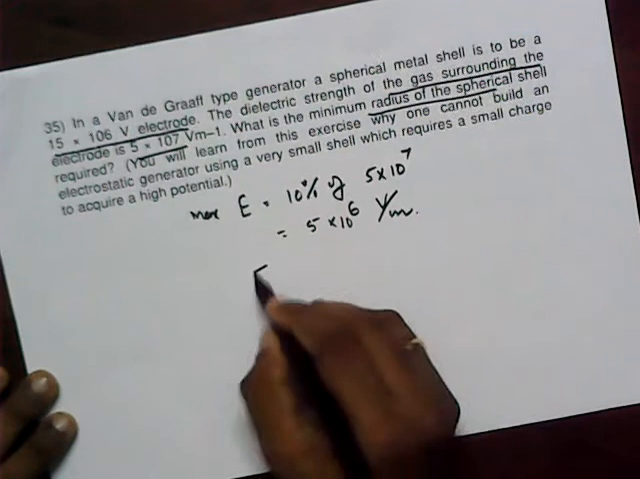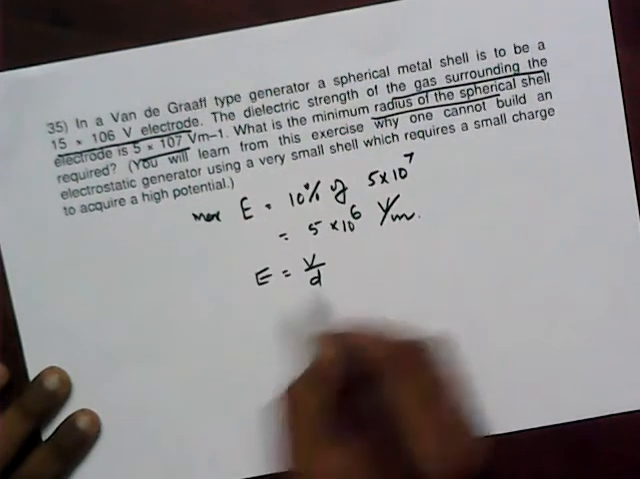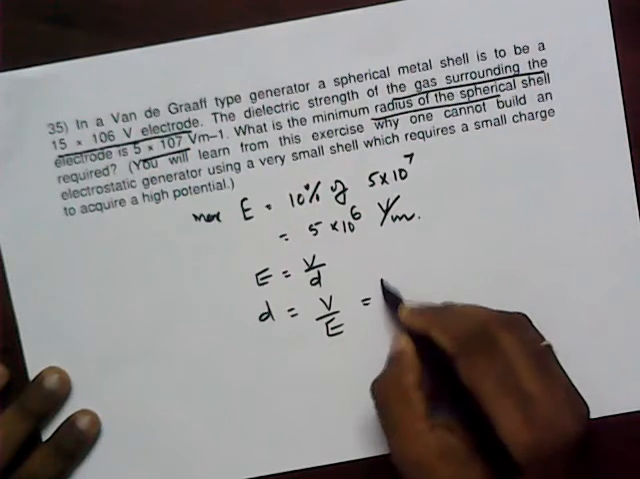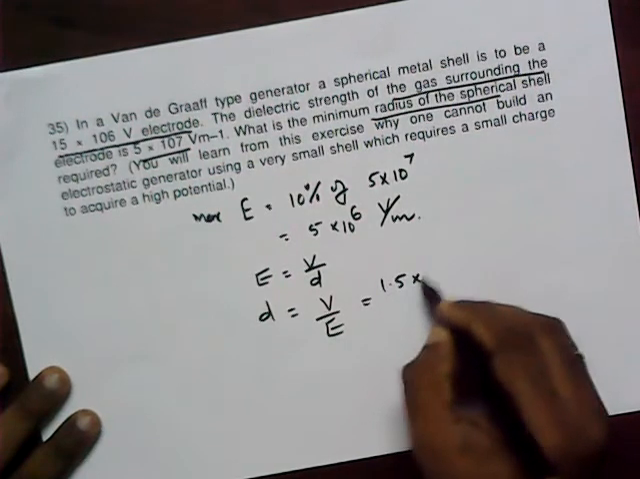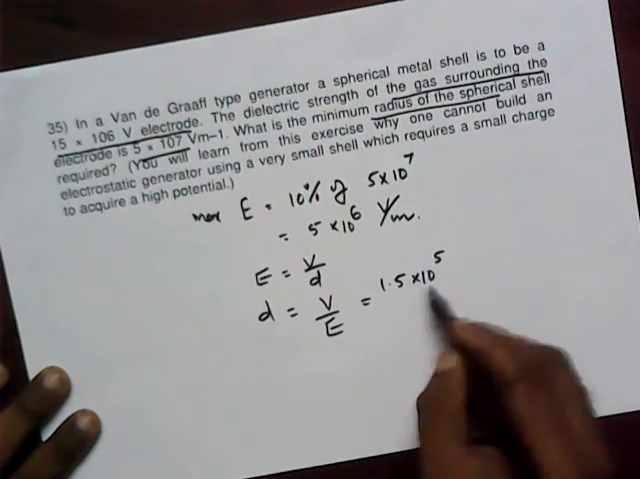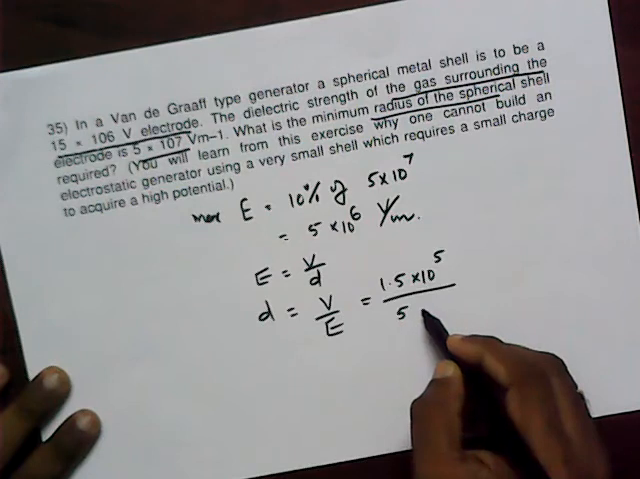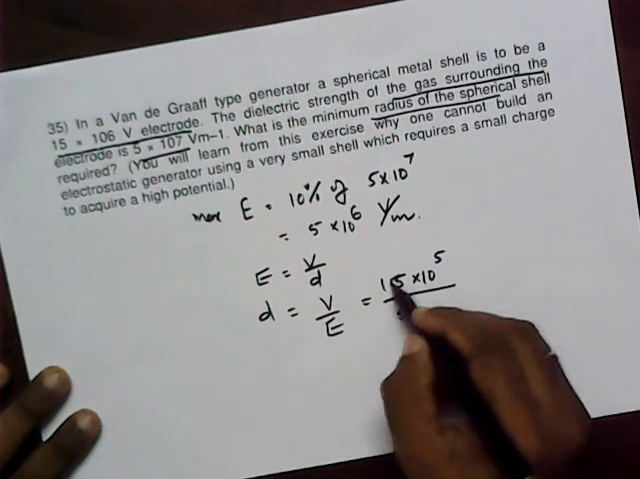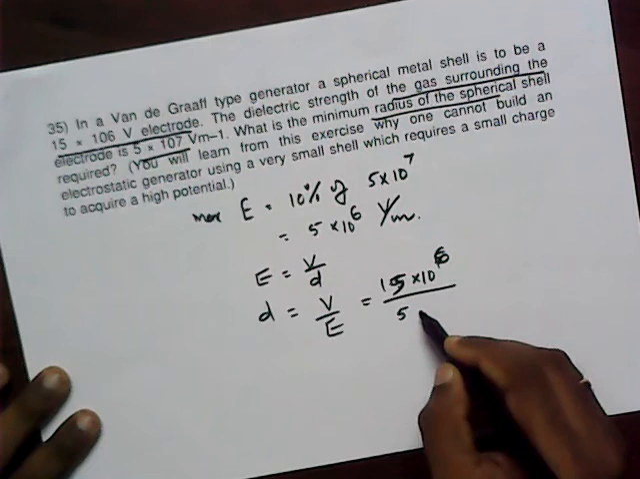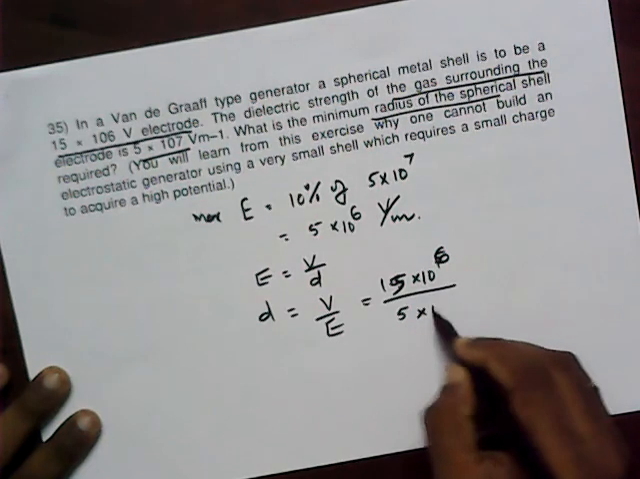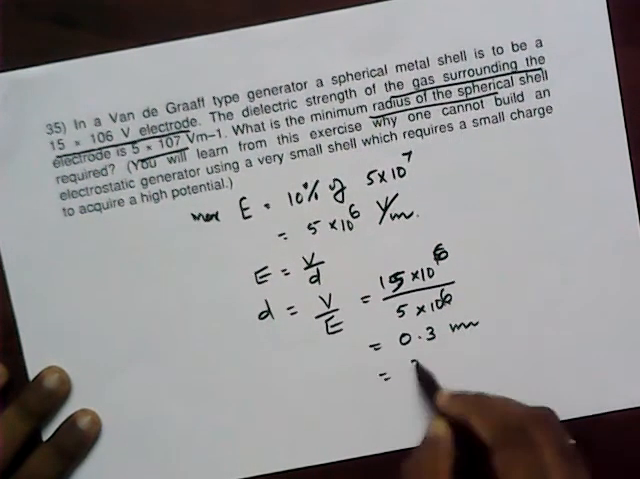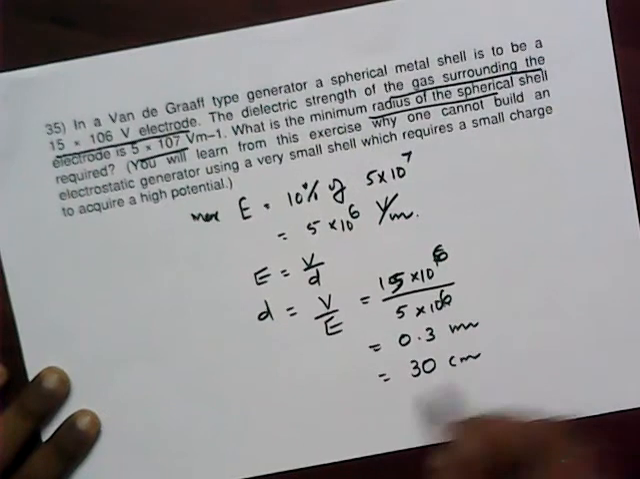So simply, as E is equal to V by d, d is equal to V by E, which is 15×10⁶ divided by the electric field, 5×10⁶. So you get the value as 0.3 meter, which is equal to 30 cm. So that is the answer.